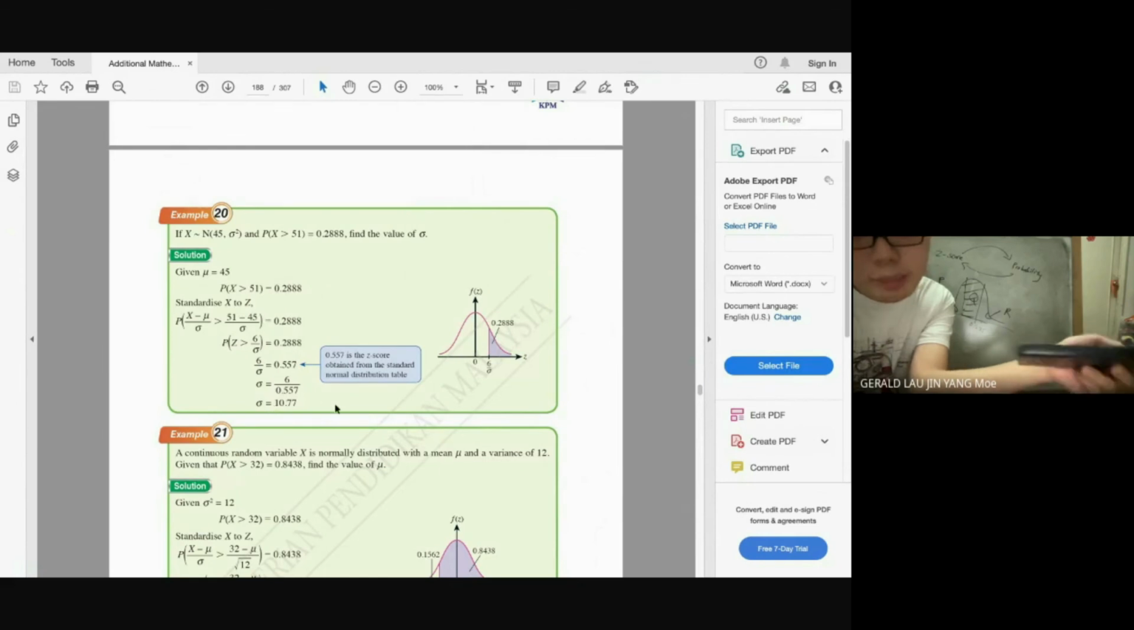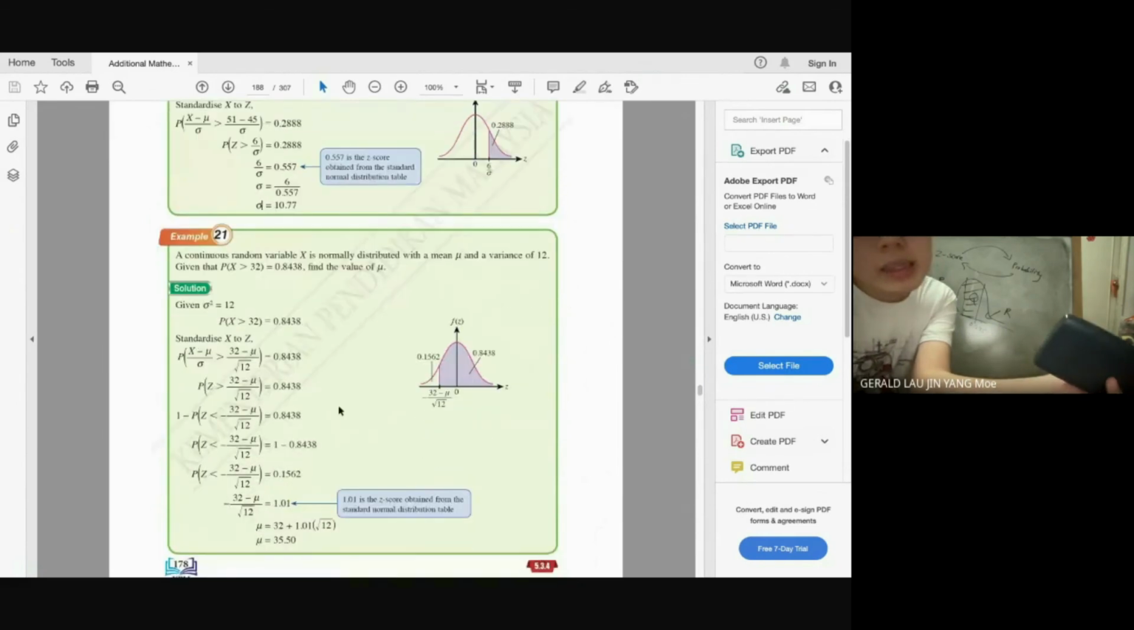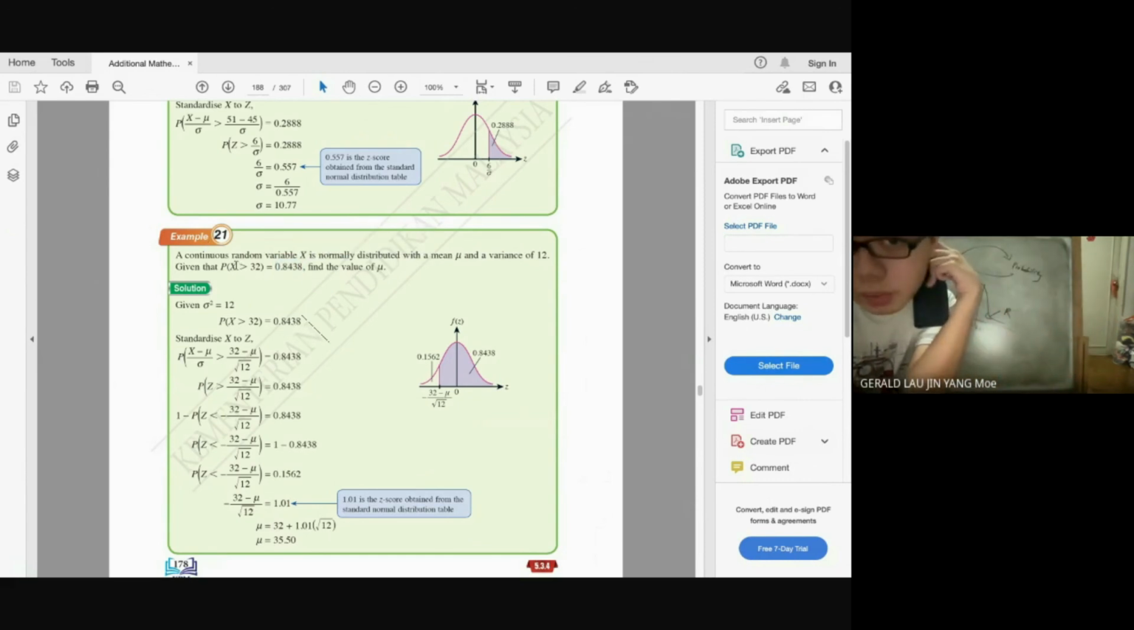you get your standard deviation, which is 10.77. Okay, given a continuous random variable X is normally distributed with a mean mu, you don't know the mean, and the variance of 12. So you have to find the value of mu. Okay, they give you the probability, you have to find the z-score. So this is belum standardized, you have to standardize it first. So (32 minus mu) over root 12. Okay, you get this one.